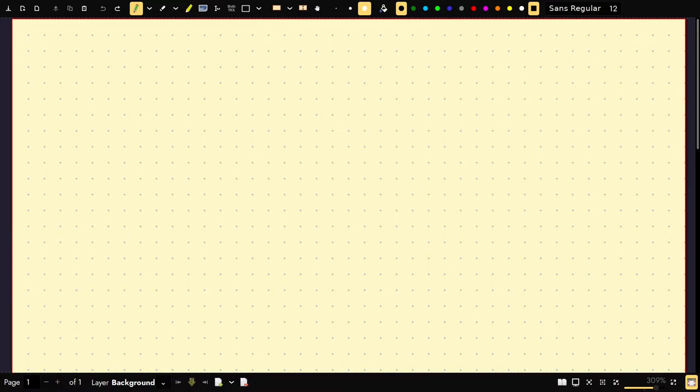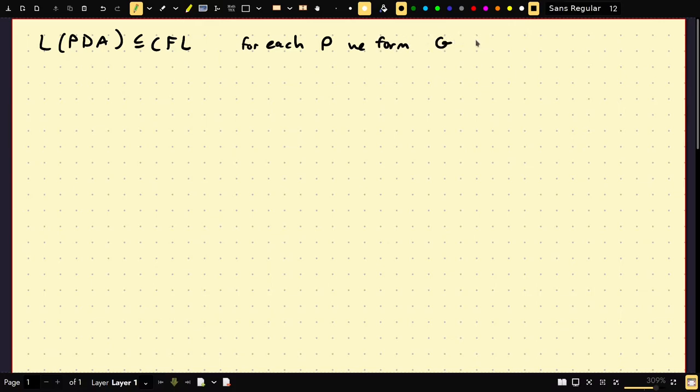Okay, so this is actually a very complicated proof. I'm going to do the hard direction first. I'm trying to prove that pushdown automata are equivalent to CFLs, context-free grammars. So what that means is for each pushdown automata P, we form some grammar G such that the language of this pushdown automata is equivalent to the language of the grammar that we describe. And this will have to be done by double set containment. So this is the more complicated direction. What I'm going to do is take any pushdown automata and convert it into a grammar. Show that a grammar exists for it and then show that that grammar is correct.